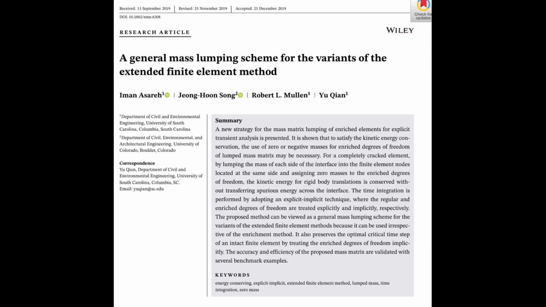Absolutely. They got accurate predictions for the crack path and propagation angles, and critically, the computation time was significantly reduced compared to using a consistent mass matrix, simply because they could use a much, much larger stable time step. Saving potentially hours or even days of computation time.